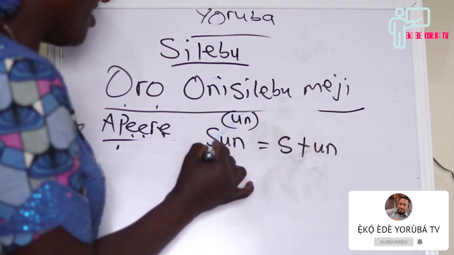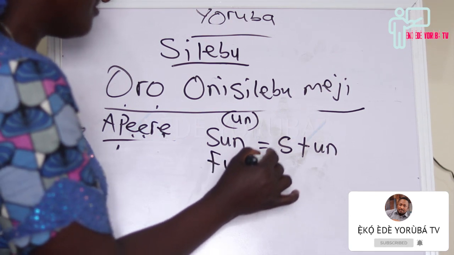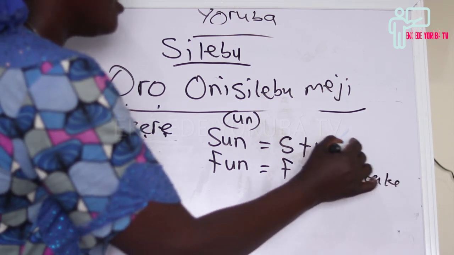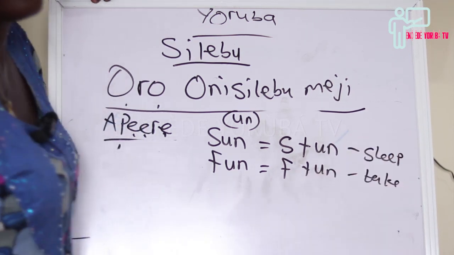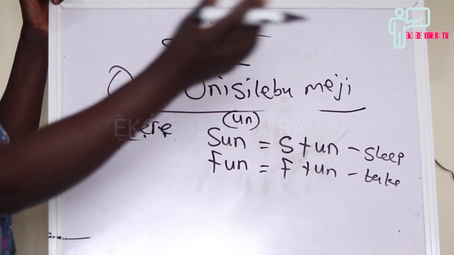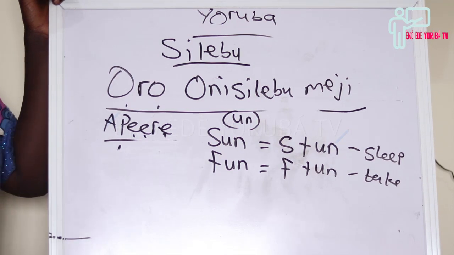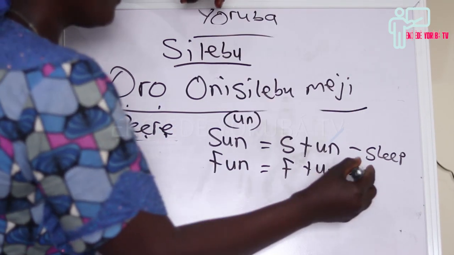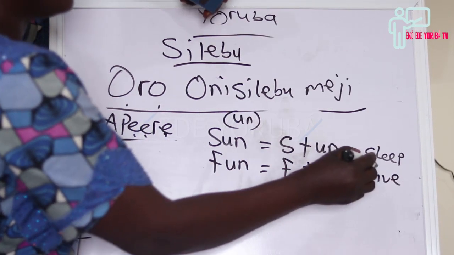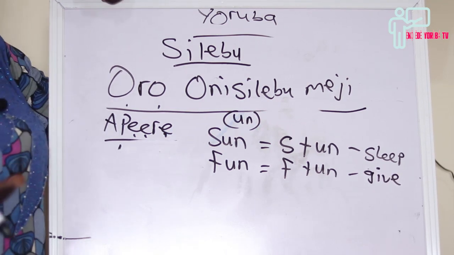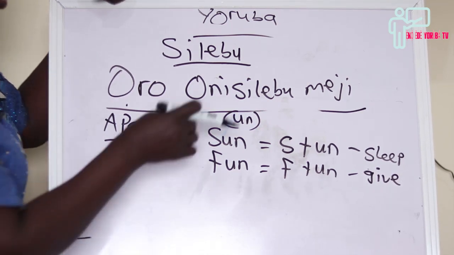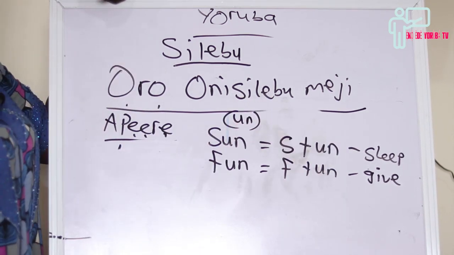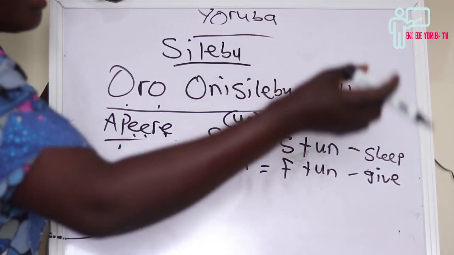Now, if I want to say fun, fi plus that is take. This one sleep, take, fun, gba, give. Sorry, fun, give. So C plus sun, that is you are sleeping. Fun, give.